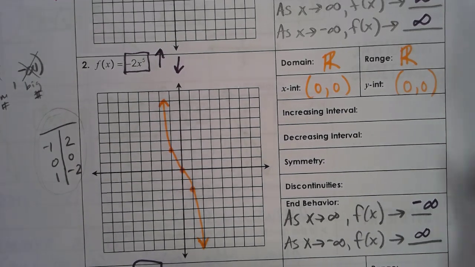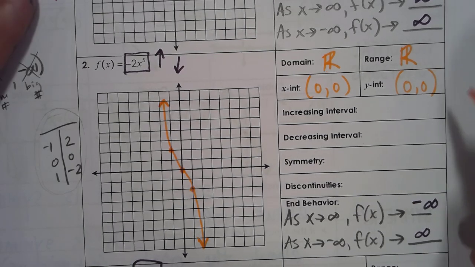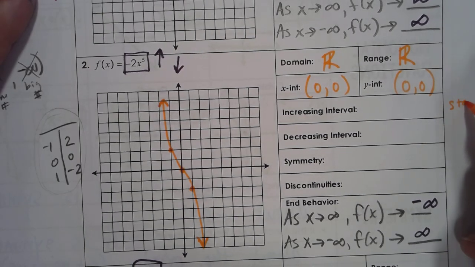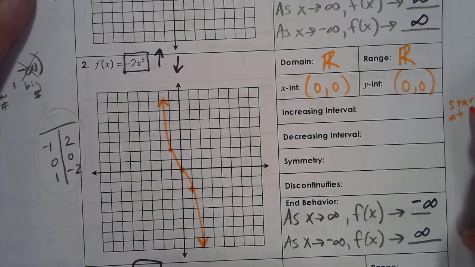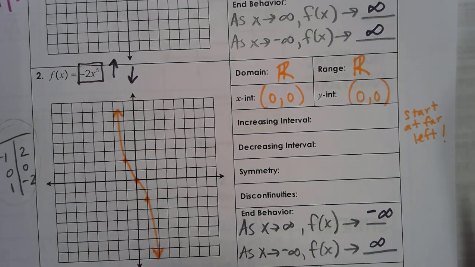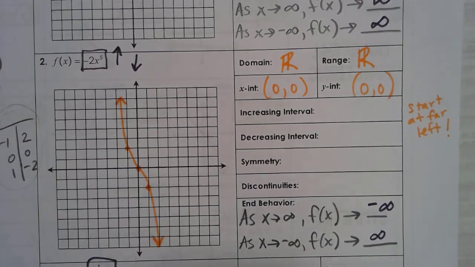All right, then increasing and decreasing interval. Okay, remember, start at far left of your graph. Start at the far left and trace.